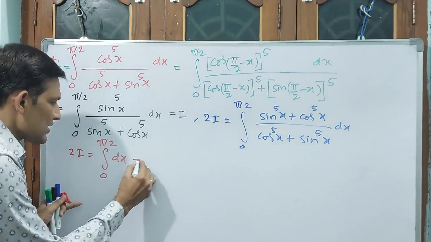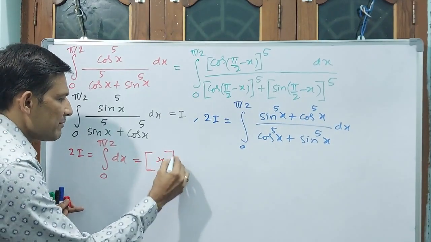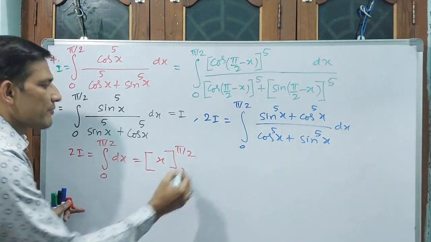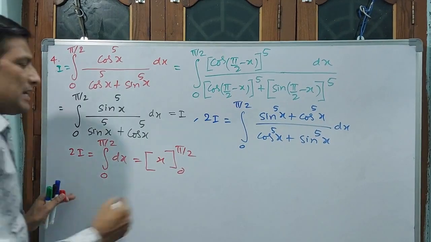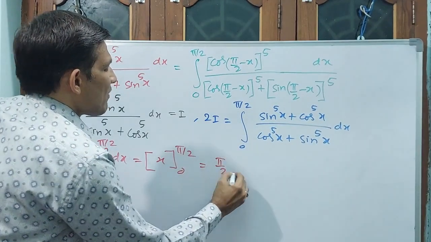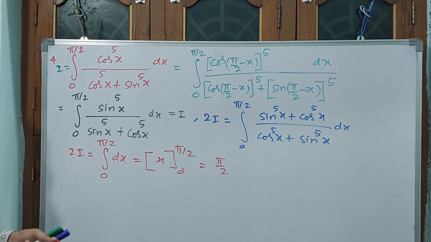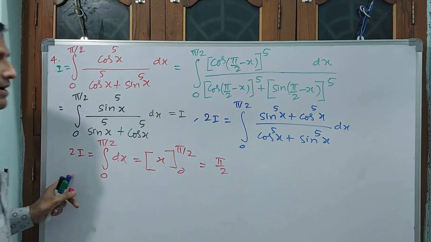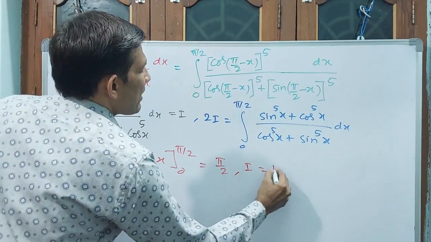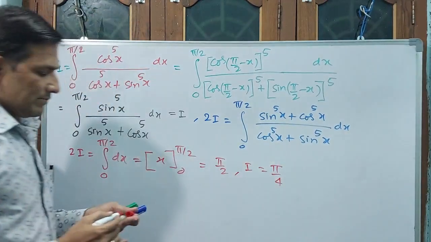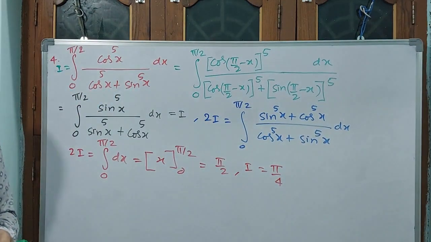What is the value? That is equal to x, but you have to apply limits 0 to pi by 2. Once you apply the limit, this value is going to become pi by 2. Why? Because pi by 2 minus 0 is pi by 2. This is the value of 2I. Then what is the value of I? I is equal to pi by 4. You understand this? Okay.